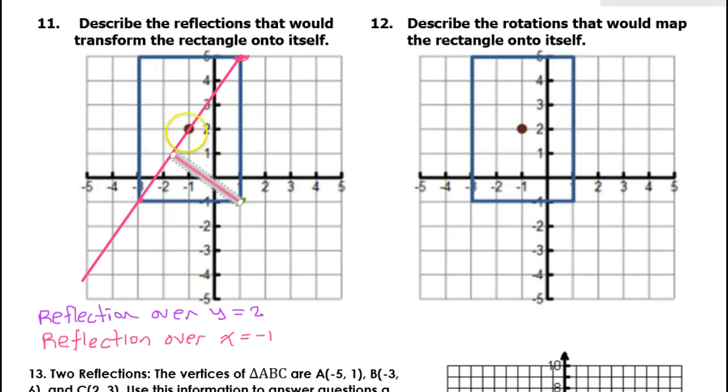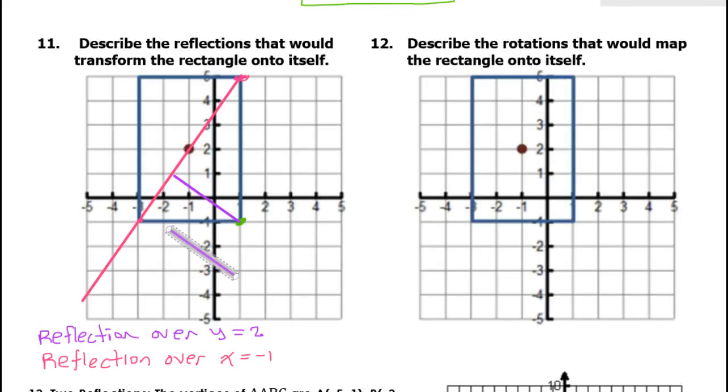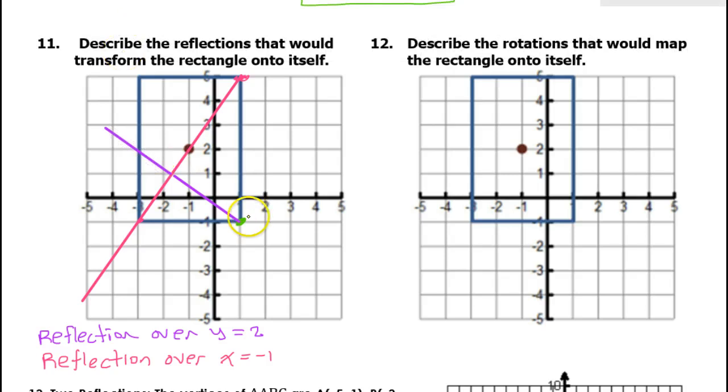Let's see. I think I will change the color as well. Okay, now I've duplicated it. All right, so if I continue that same distance to the other side of the line, that is going to show me about where the reflection should be. Okay, so the reflection of this green point should be very close to here. Now you see how that is nowhere near the other corner of this rectangle.